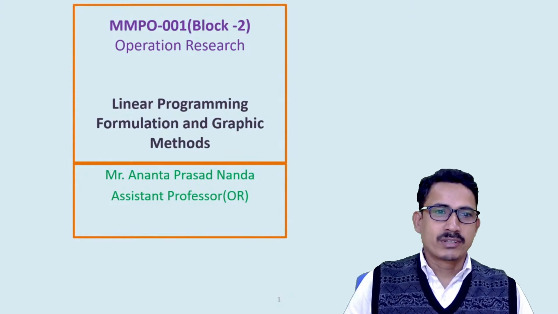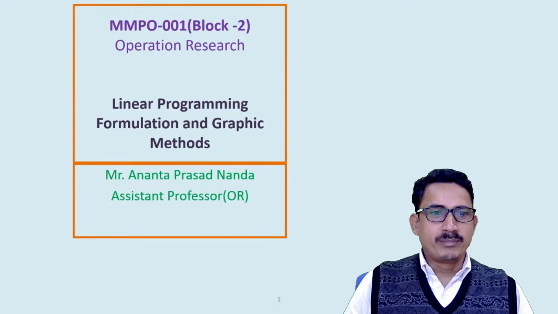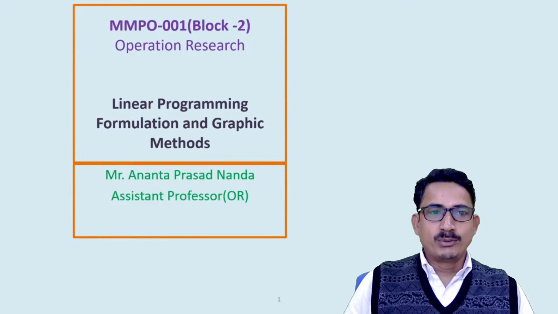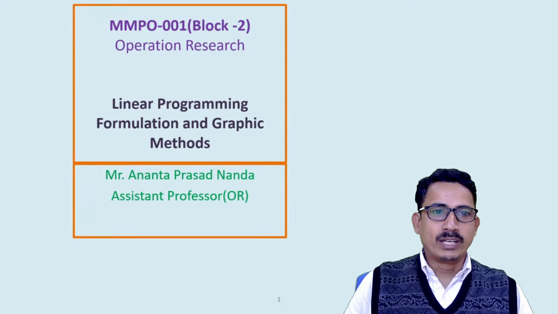Yesterday you discussed the assumptions of LPP. Like I have told you, there are 5 assumptions, finite choices. So today we'll see how to formulate the linear programming. When a problem comes to you, how to convert it to linear form. At the same time, we'll see what the solution methods are, and out of this, we'll cover the graphing method today.